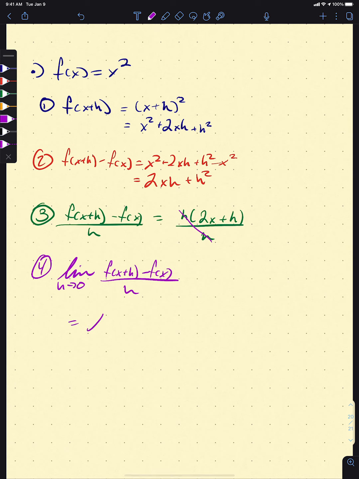After those two cancel, we're left with the limit as h goes to 0 of 2x plus h. The limiting process on h does not affect 2x at all. It does affect the h though, right? This h vanishes and becomes 0, and we're left with a total of 2x. And so that tells us that our instantaneous rate of change, the slope of the tangent line of x squared, is 2x. If you pick some point on your parabola, say x equals 2, then the slope of the tangent line to x squared is going to have a slope of 4, okay?